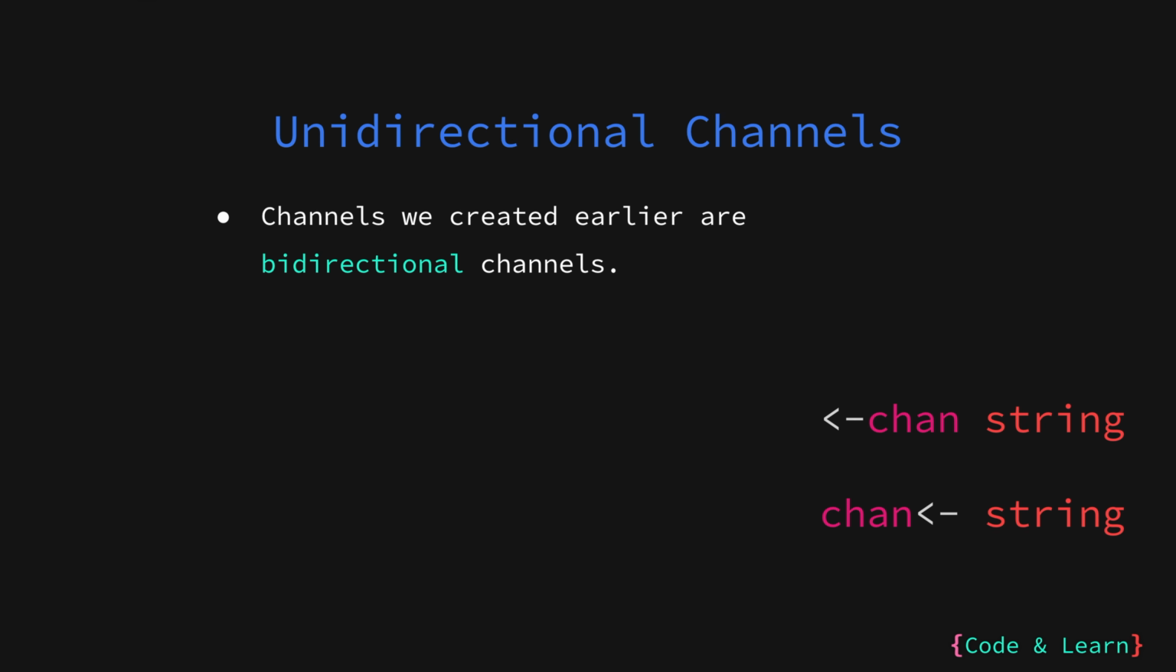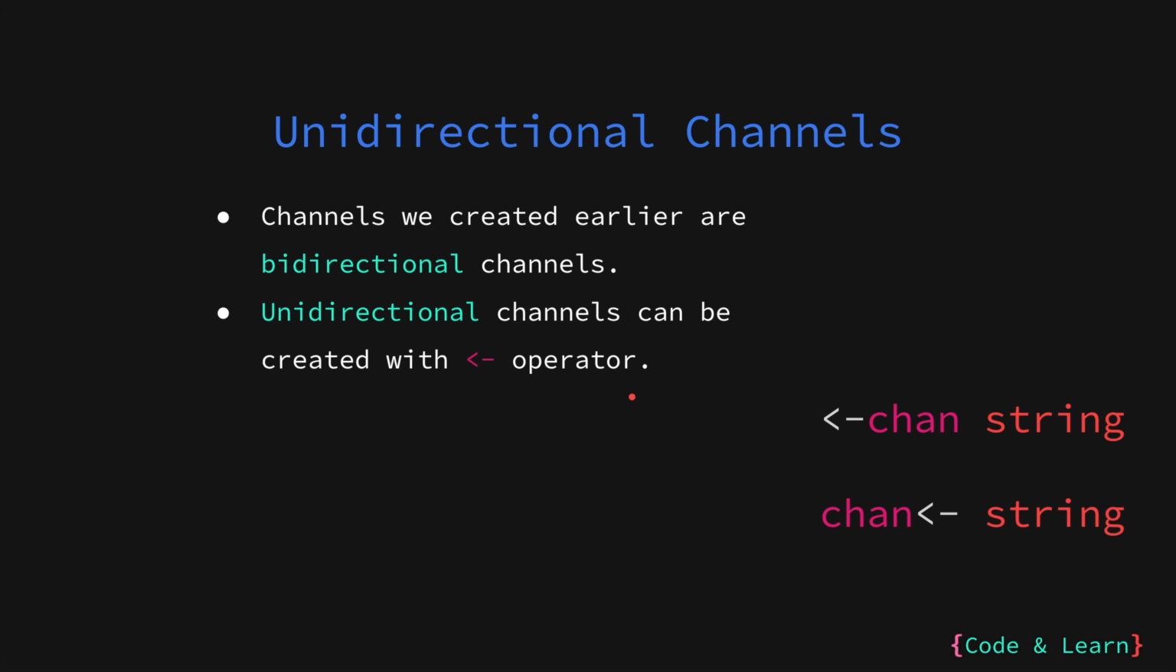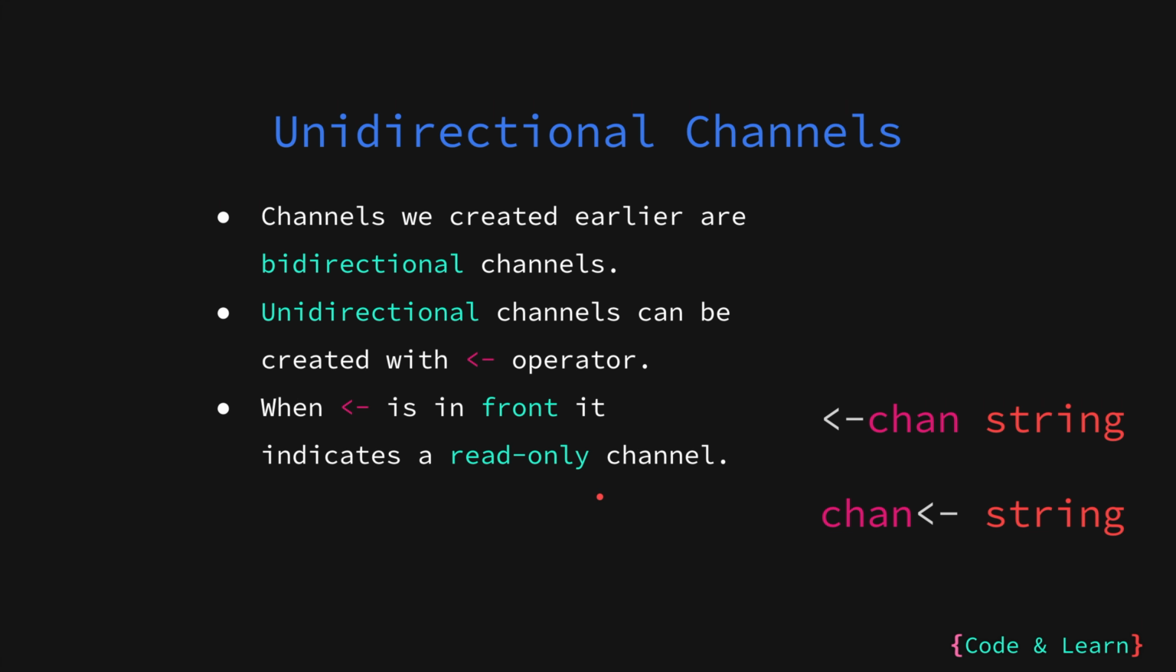The channel that we created in the example is a bidirectional channel. That is, you can send and read data from it. You can create a unidirectional channel by using the arrow operator. The placement of the operator decides if the channel is read-only or write-only. When the arrow operator is placed in front of the chan keyword, it indicates that you can only pull values from it. That is, it's a read channel. So what we have here is a read channel, since we have the arrow in front of the chan keyword. Similarly, when the arrow operator is after the chan keyword, it indicates the channel is a put channel or a write-only channel. What we have here below is a write channel.